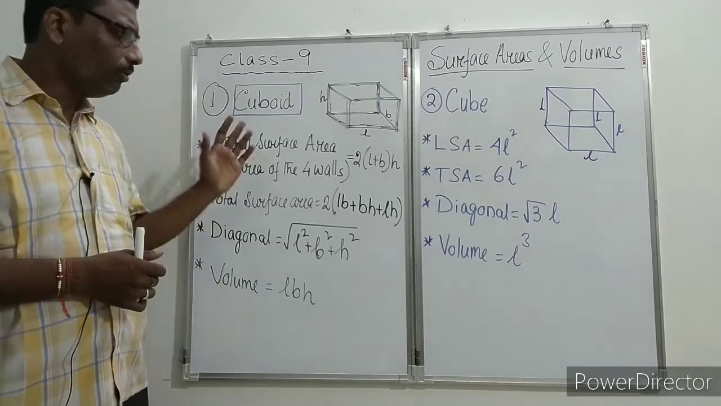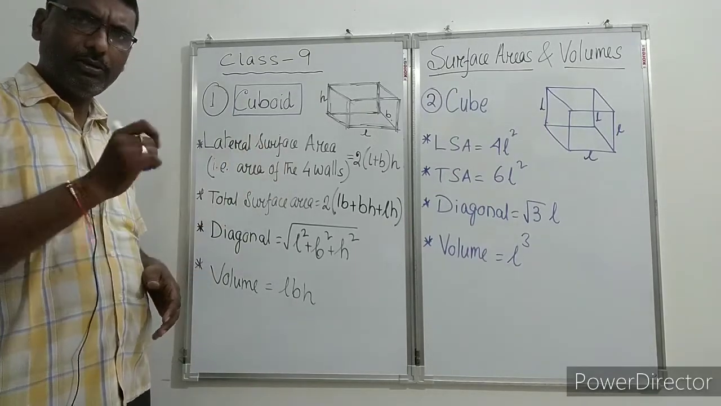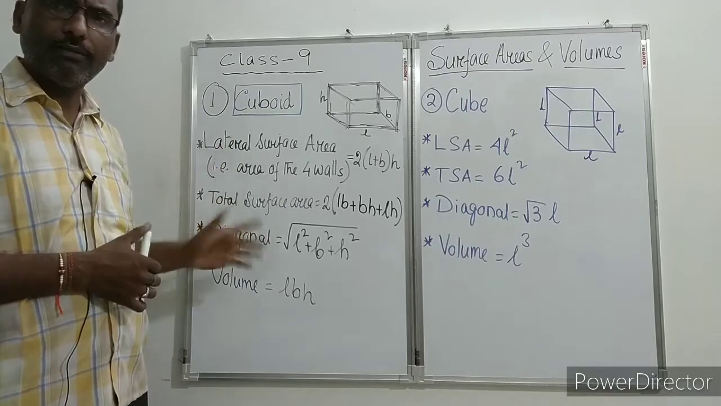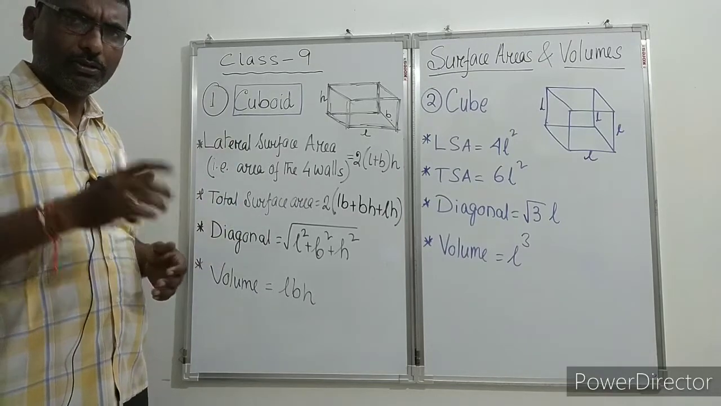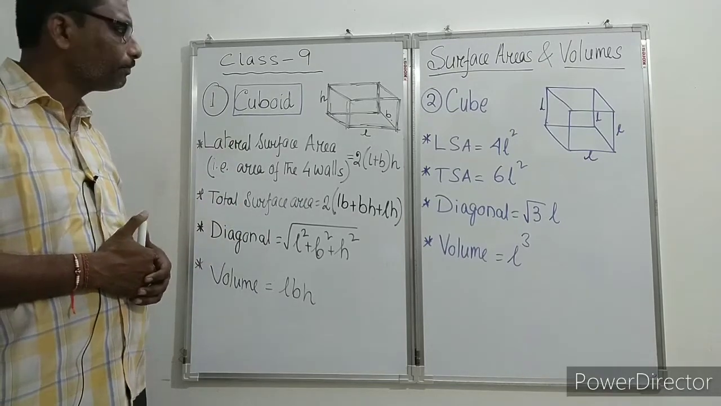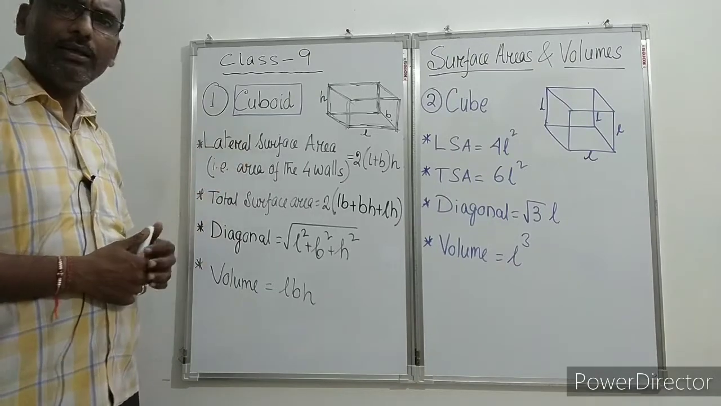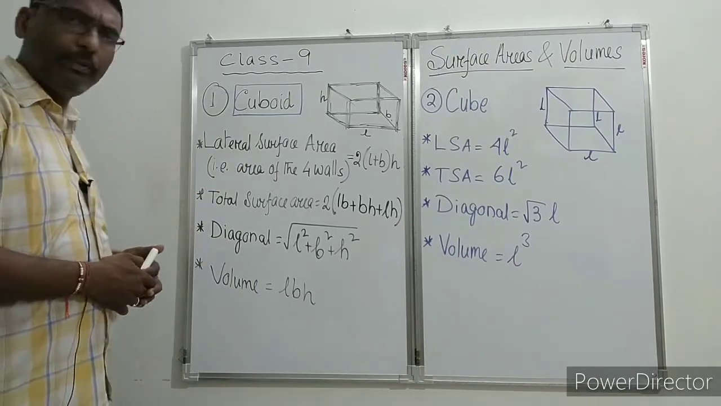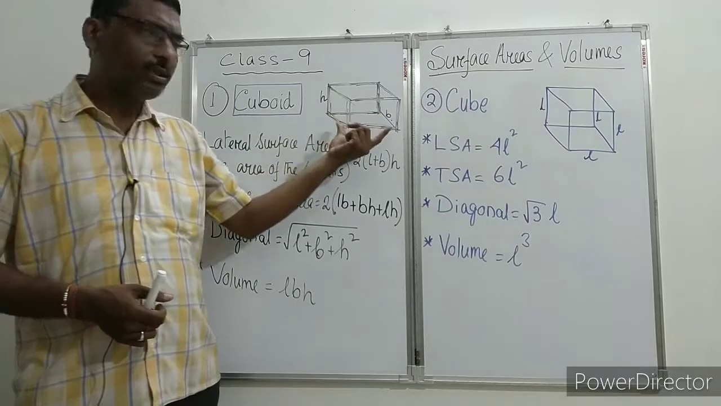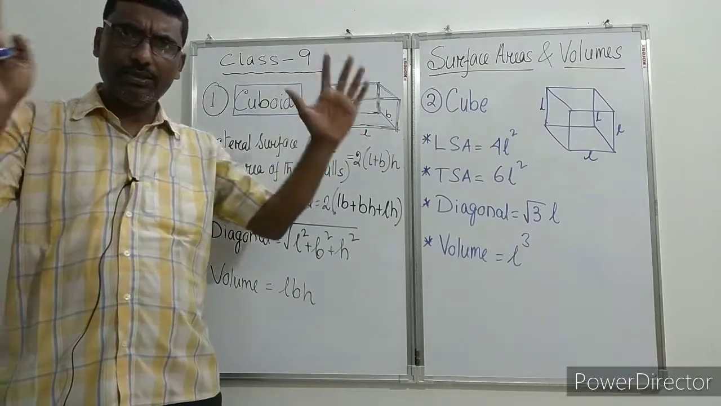Before doing this, get ready with your pen and paper so that you can write the formulas properly, which will help you in doing the sums. Number one, cuboid. Cuboid means a six-sided figure. That means there are six different sides.